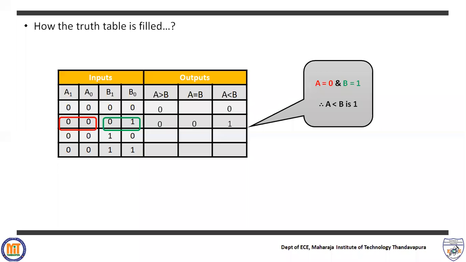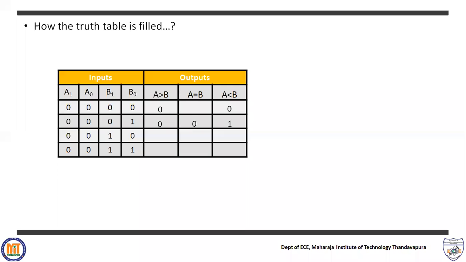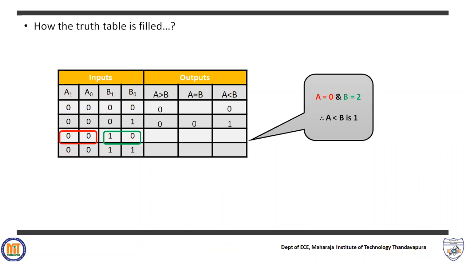Okay. So we'll consider the next values. So that is 0 0 1 0. If I consider the magnitude of A and B, A is 0 and B is 2. So 0 is less than 2, so your column 1 will be set. A less than B column will be 1.